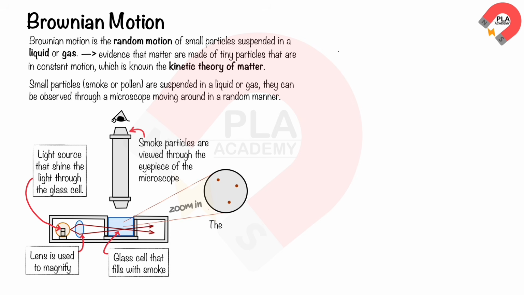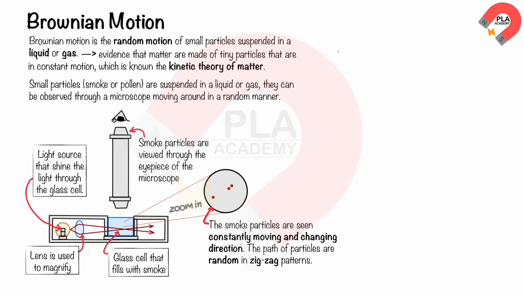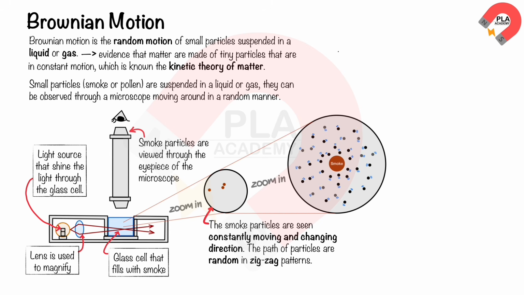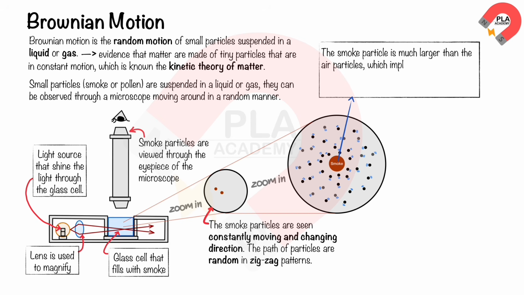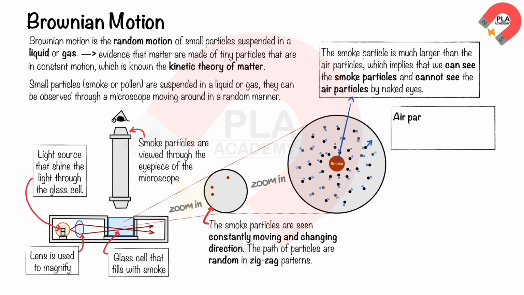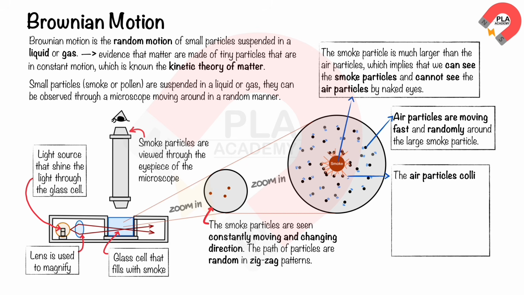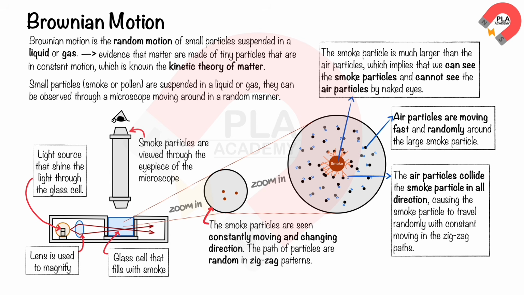The smoke particles are seen constantly moving and changing direction. The paths of the particles are random, in zigzag patterns. The smoke particle is much larger than the air particles, which is why we can see the smoke particles but cannot see the air particles with the naked eye. Air particles are moving fast and randomly around the large smoke particle. The air particles collide with the smoke particle from all directions, causing the smoke particle to travel randomly, constantly moving in zigzag paths. Brownian motion is a direct observation of the random motion of individual atoms and molecules.